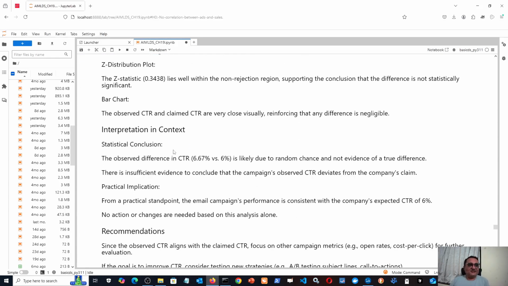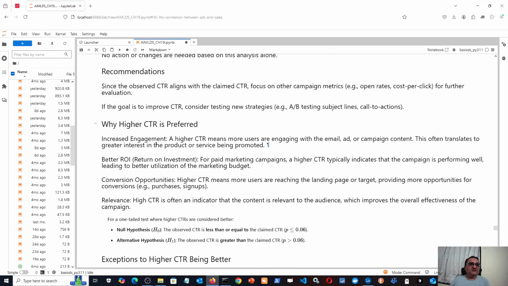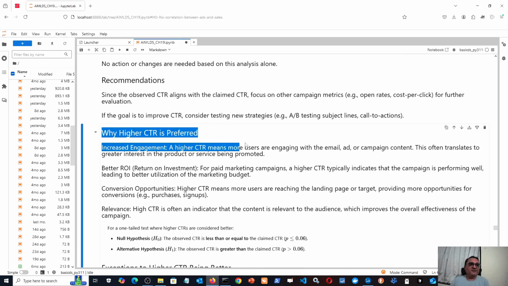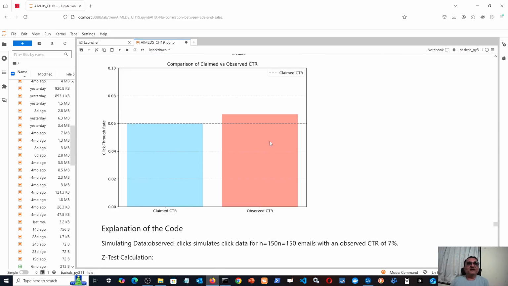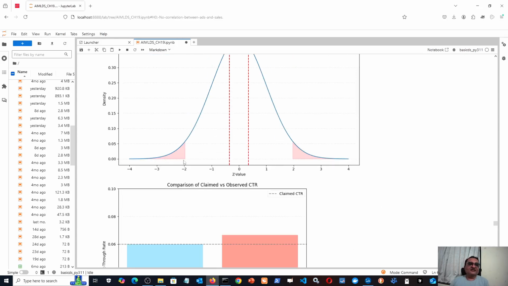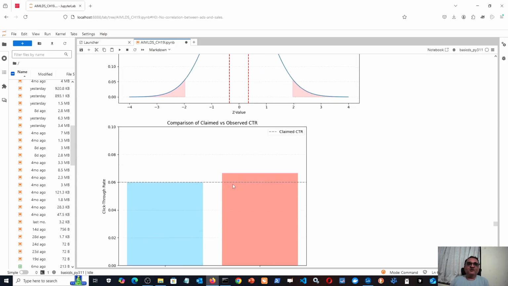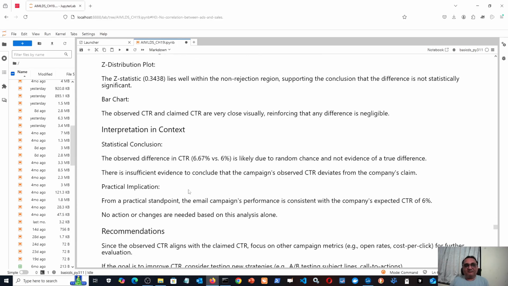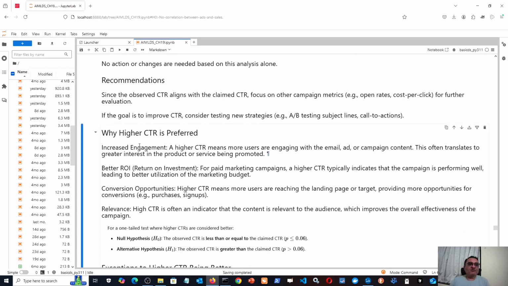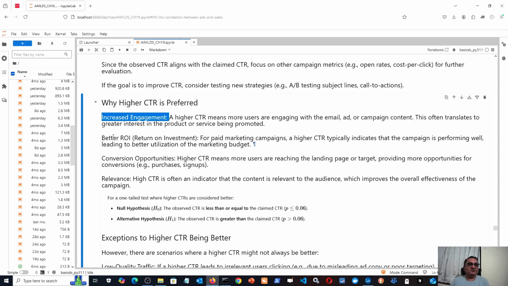Now here I have done some discussion about when to use one-way, and why a higher click-through rate is preferred. Because higher means that you don't care about this rejection region. Your rejection region is only one. If more than 6 emails are opened or clicked, then fine, you don't care. In fact, you will perhaps reward your marketing company more. Why? Because more emails opened than what the marketing company claimed means higher engagement, that your prospective clients are engaging with your email.